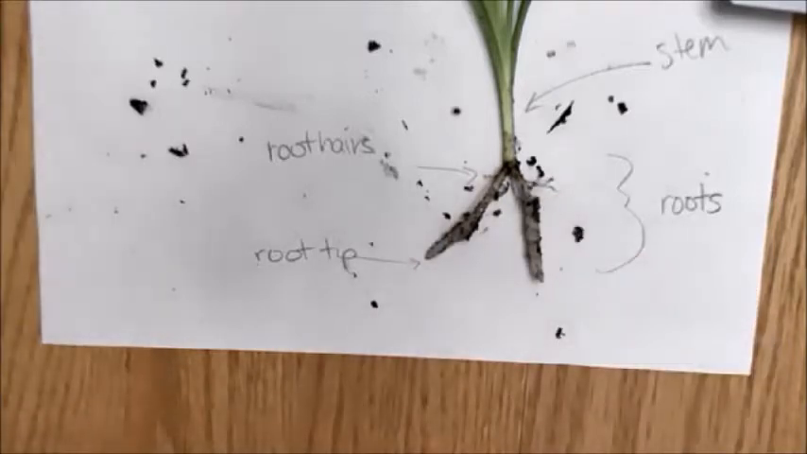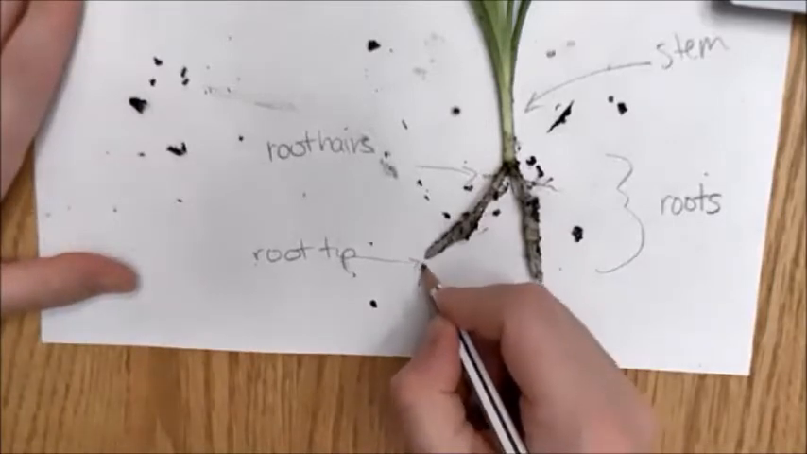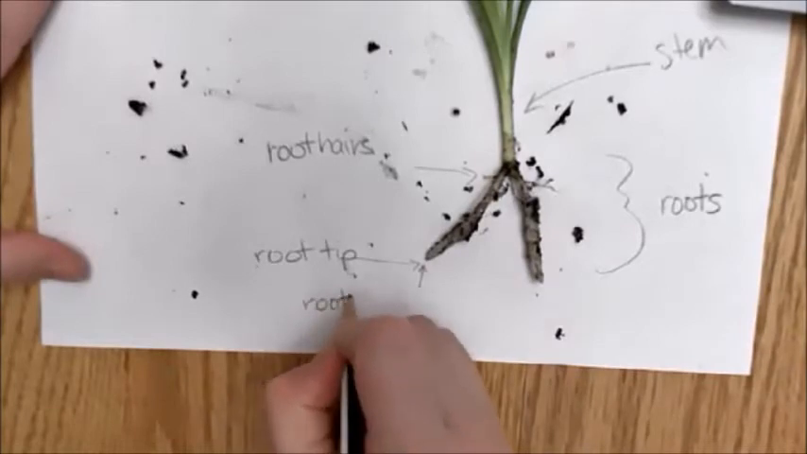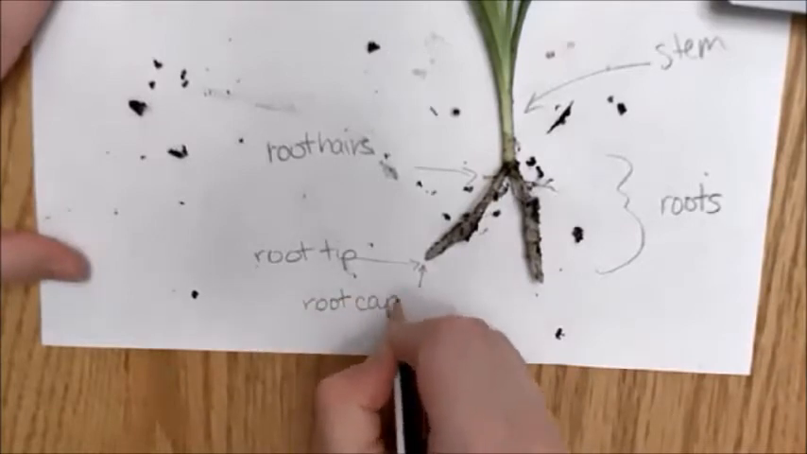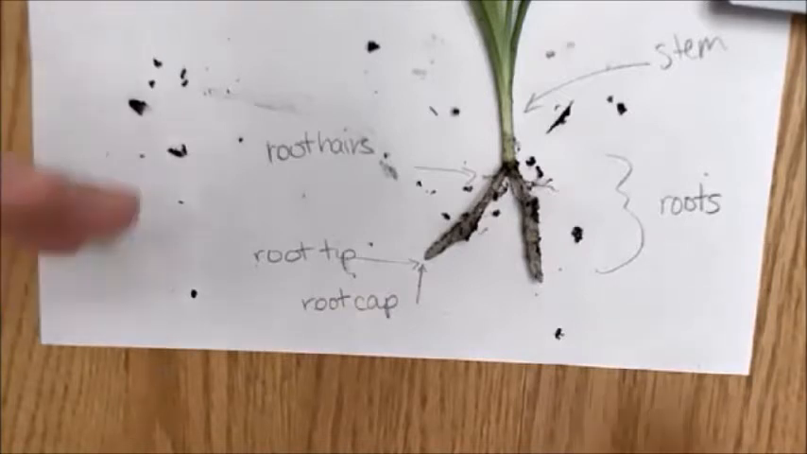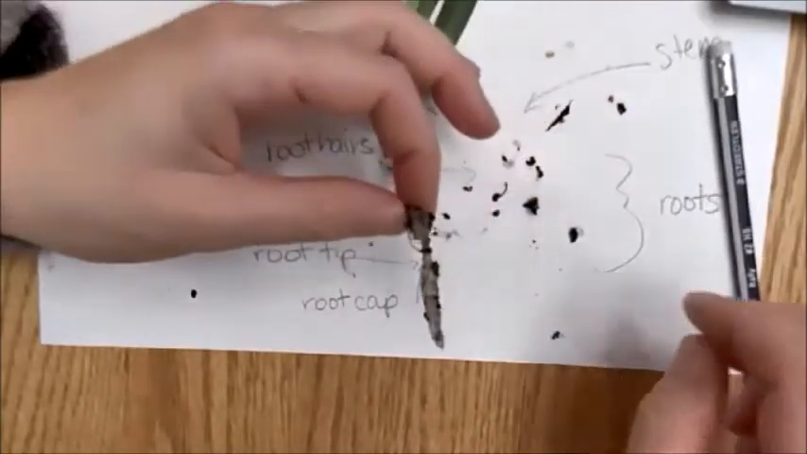And there's one more part that I'm not sure I'll be able to see on here, and it's right at the very tip of the root tip. This is called the root cap, like a baseball cap. The root cap has the job of protecting the root tip while it's searching for water. All of these parts have such important jobs. Let's see if we can see it here.